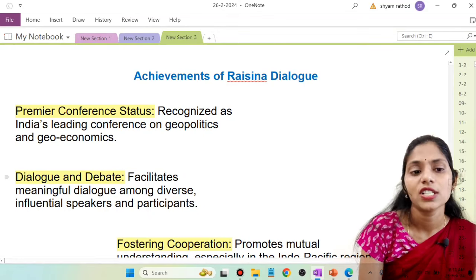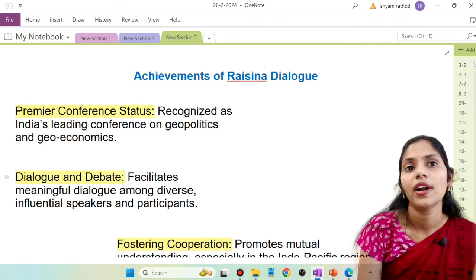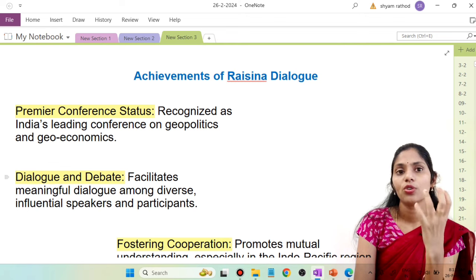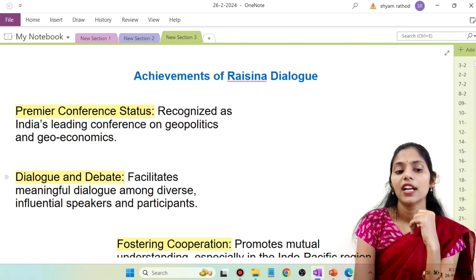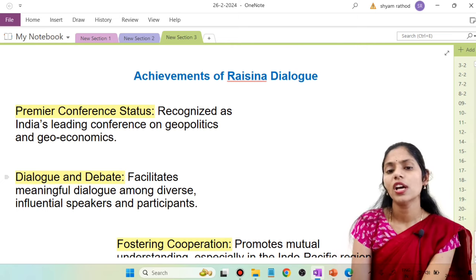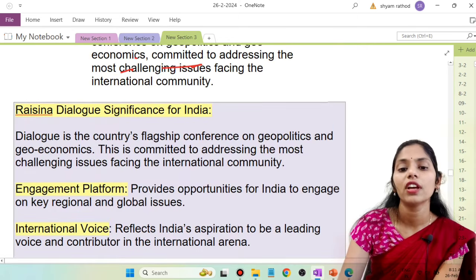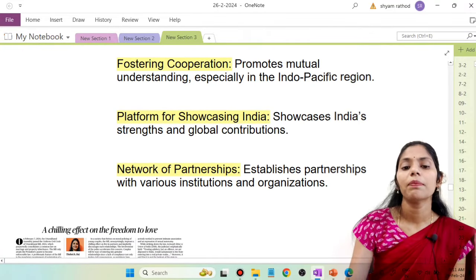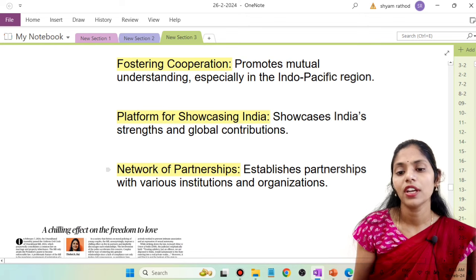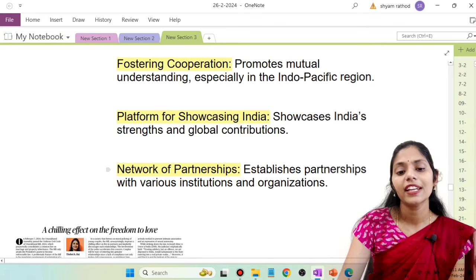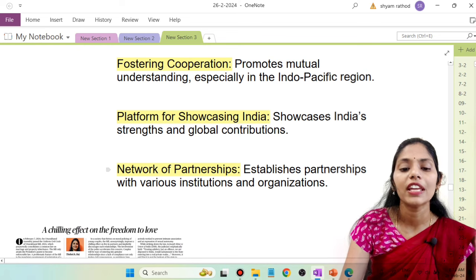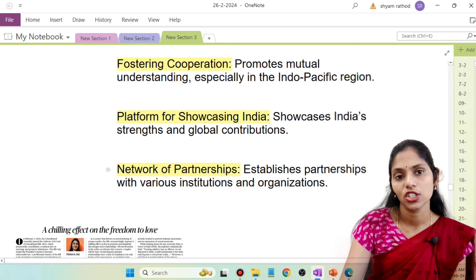Okay, it is recognized as one of the leading conferences on geopolitics and geoeconomics, and it provides dialogue and debate. Especially, we are going to have meaningful dialogues and diverse influential speakers as well as participants. This is also helpful for fostering and increasing cooperation, and there will be a platform for showcasing India. It also provides a network of partnership which establishes the partnership with various institutions and organizations.